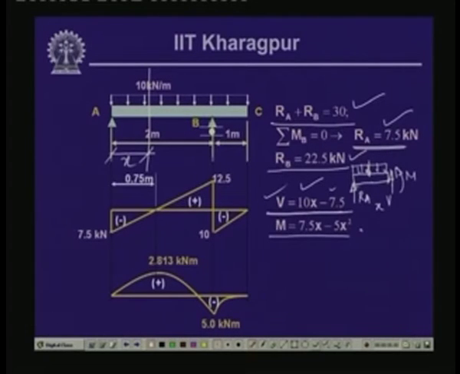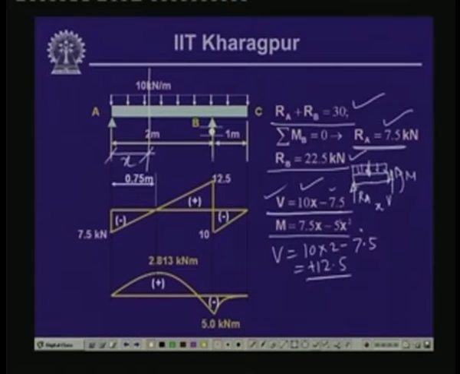Now, if we would like to find out the shear force at the point B, where x is equal to 2, since we do not have any load in between. So, at x equals 2, the value of V is equal to 10 into 2 minus 7.5, which is 20 minus 7.5. This is 12.5, and this is plus 12.5.